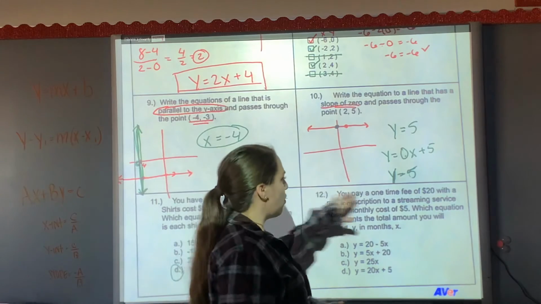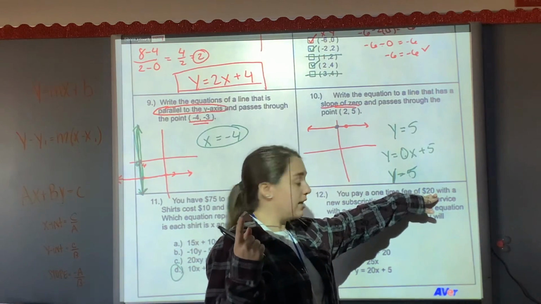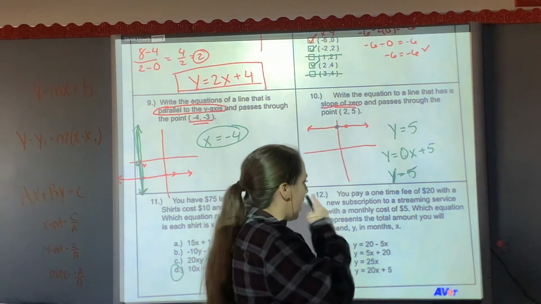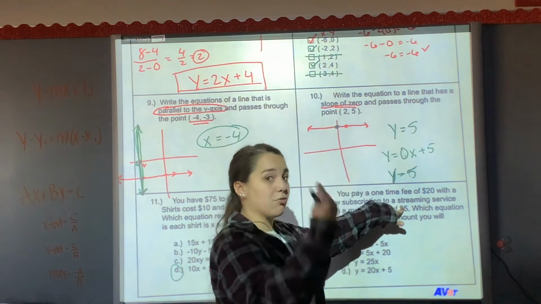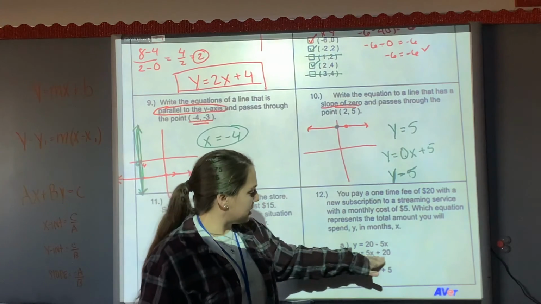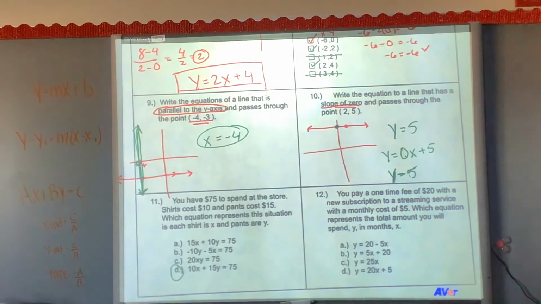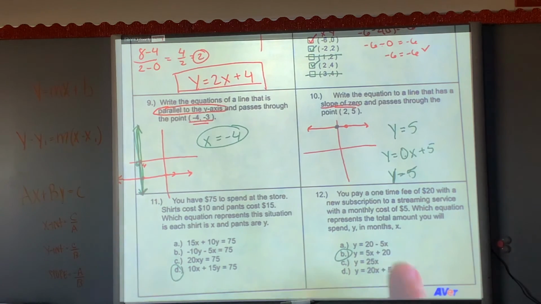The next one says you pay a one-time fee of $20. Write that in there, one-time fee. That's a y-intercept. Heads up. And then it says a monthly cost, which is kind of like a rate of change of 5. So I have y equals 5x plus 20. All right, the 25x was there to confuse you, and then all the other ones they switched stuff around. This one looks a lot like this, except it has a minus 5 for the rate of change. We don't have a minus 5, we just have a regular 5. And that is that paper.